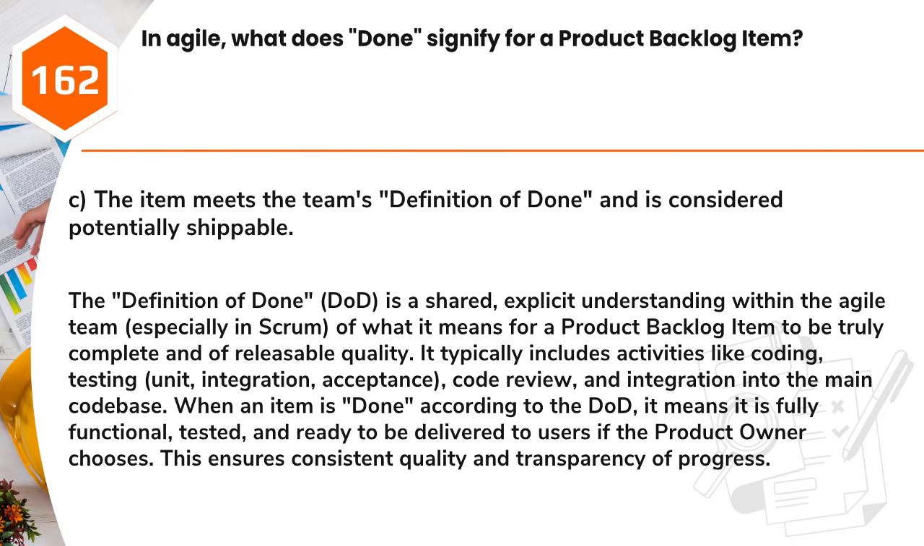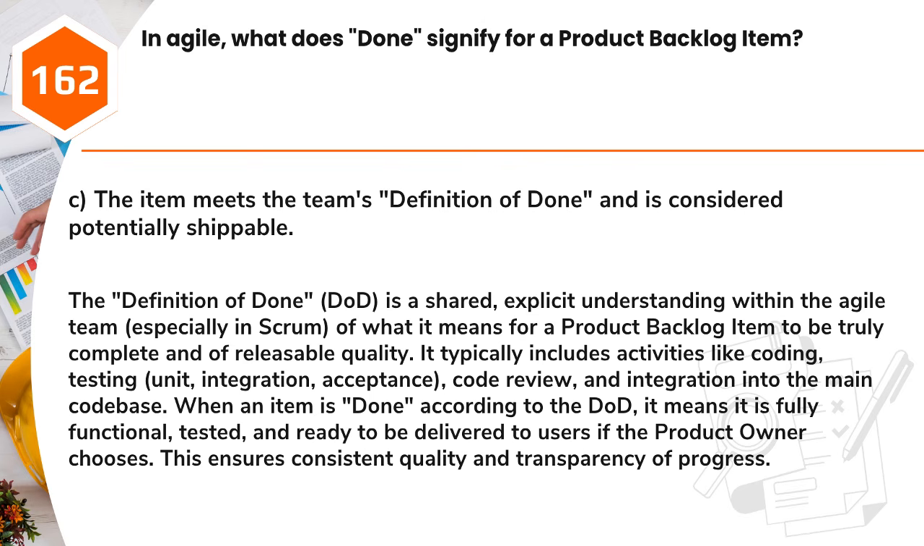Answer, C. The item meets the team's definition of done and is considered potentially shippable. The definition of done, DoD, is a shared, explicit understanding within the Agile team, especially in Scrum, of what it means for a product backlog item to be truly complete and of releasable quality.